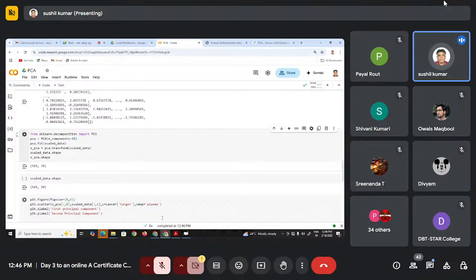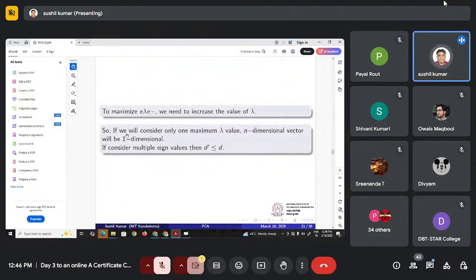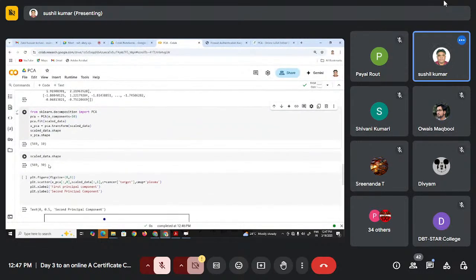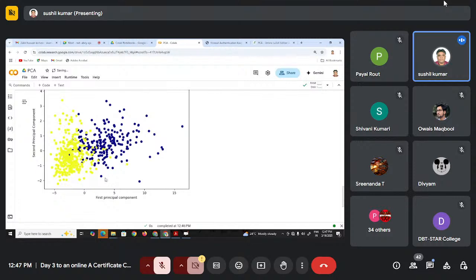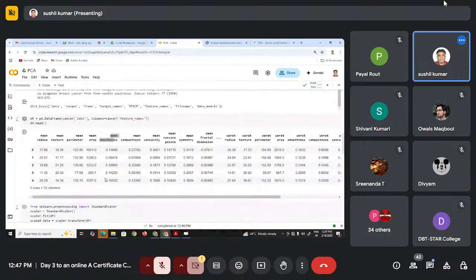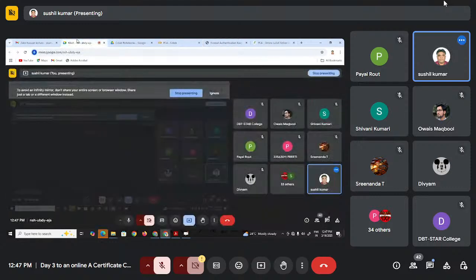Why is it working like this? Because of this statement I have written here. If I consider only one maximum lambda value, the n-dimensional vector will become one dimensional. If multiple, then it will be fewer than n. Here I have drawn the first principal component. This is the classification we have done through this. So this is all about principal component analysis. If you have any doubt, you can ask me.